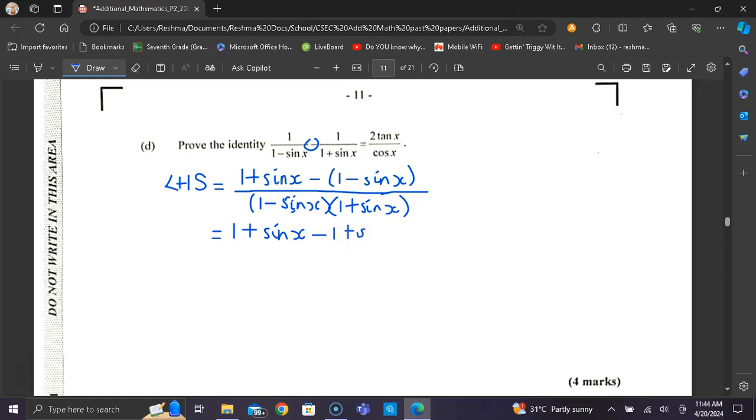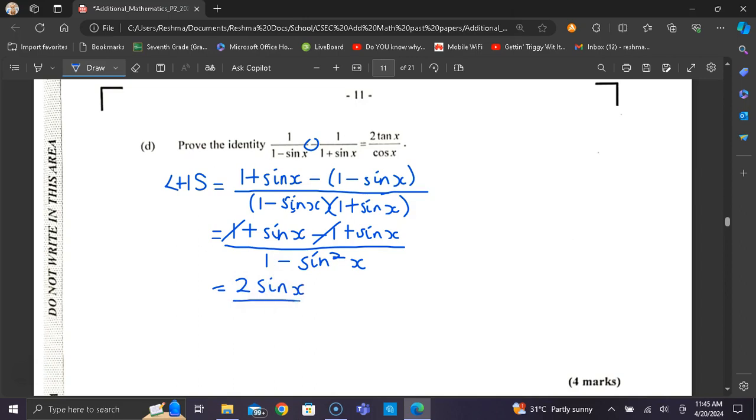Now, in the denominator, this is in the form a minus b times a plus b, which is an identity for a squared minus b squared. So I could actually write that as a squared minus b squared, which in this case will be 1 minus sin x squared, or sin squared x. Now, in the numerator, if I simplify, 1 minus 1 is 0, so the 1s actually cancel. And then sin x plus sin x will give 2 sin x.